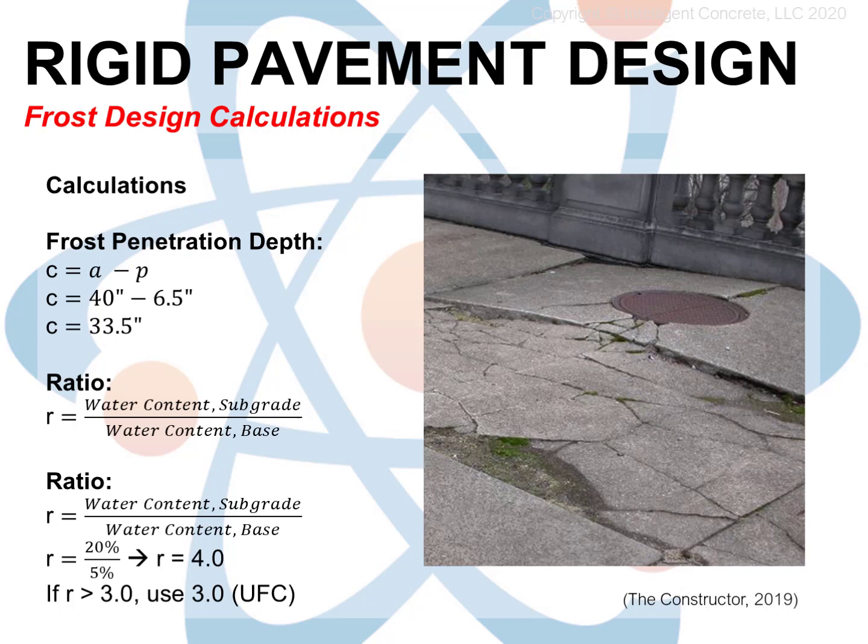We will also calculate the moisture ratio between our subgrade and our base by dividing the percentage of water in our subgrade over the percentage of water in our base. Using the assumptions discussed in the previous slide, we get a ratio of 4. According to the UFC manual, if our ratio is greater than 3, we use 3 as our value.